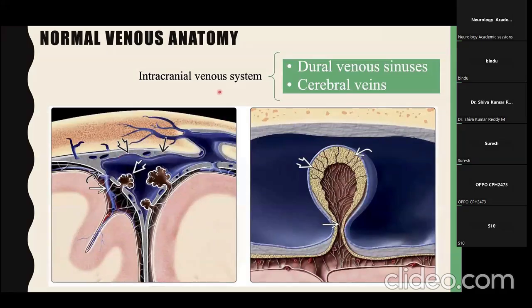the intracranial venous system comprises dural venous sinuses and cerebral veins. The dural venous sinuses lie between the outer and inner dural layers, the periosteal and meningeal dural layers. They are fenestrated and lined by endothelium. These sinuses have internal projections called arachnoid granulations. These arachnoid granulations connect with the subarachnoid space and help in draining the CSF into the venous sinuses.